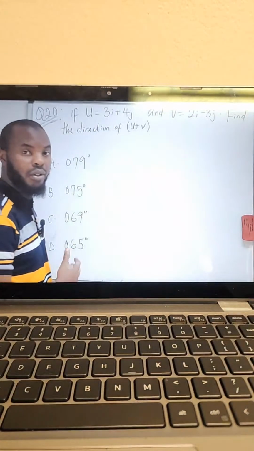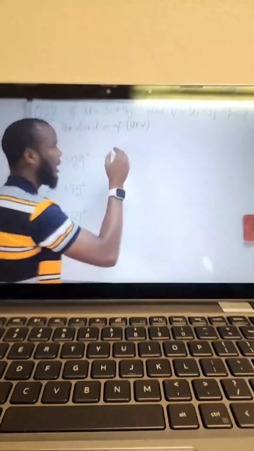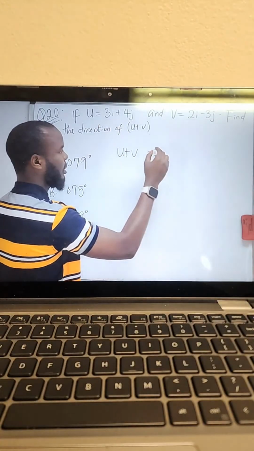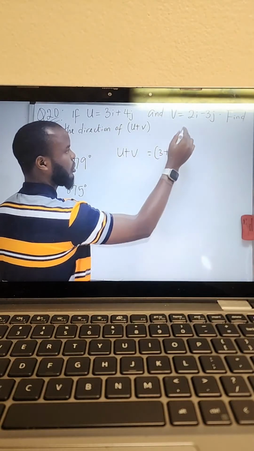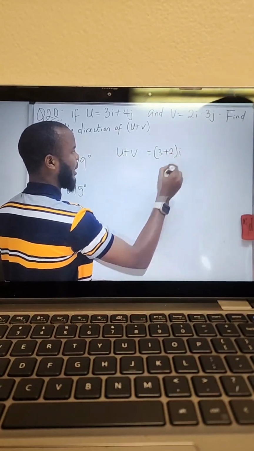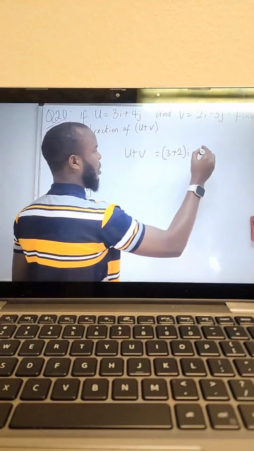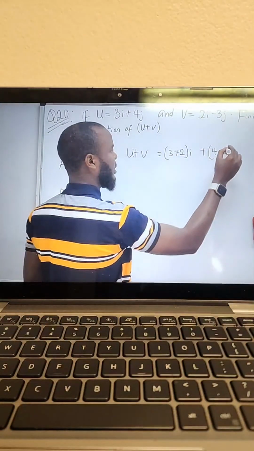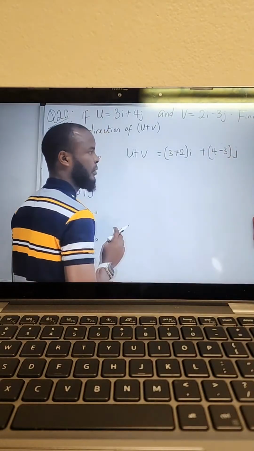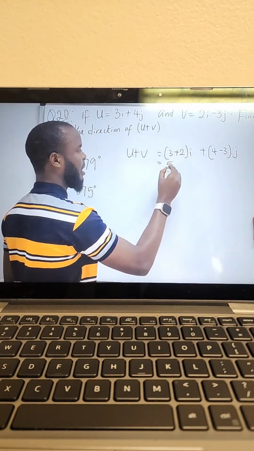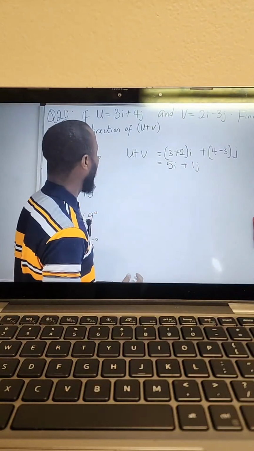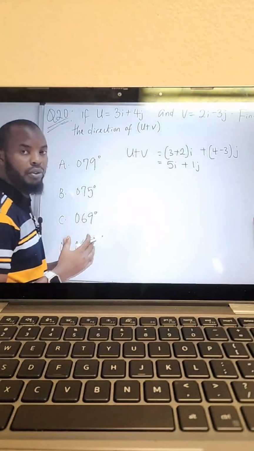Any direction of u plus v. We have these options given to us. Now to do this, here we have u plus v. Looking at this, the coefficients: we have 3 plus 2 I, plus 4, minus 3j. So this is going to be 5I plus 1j. And we're interested in the direction of u plus v.